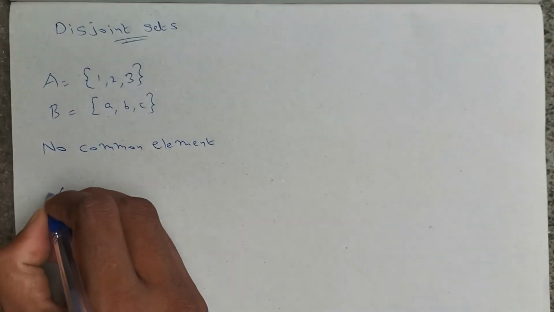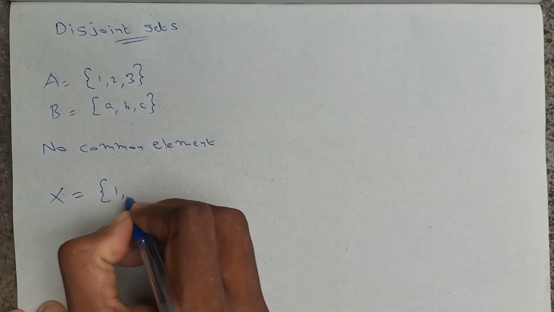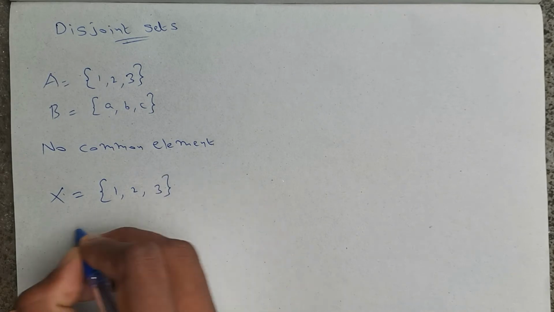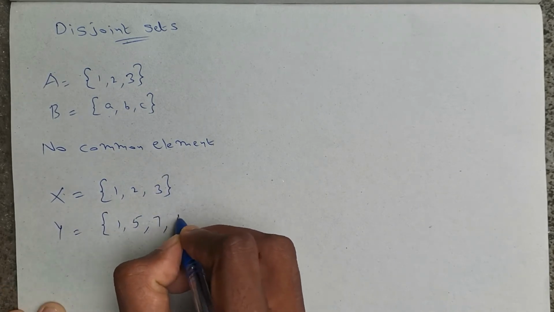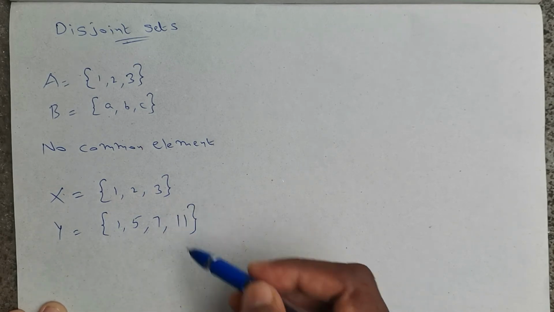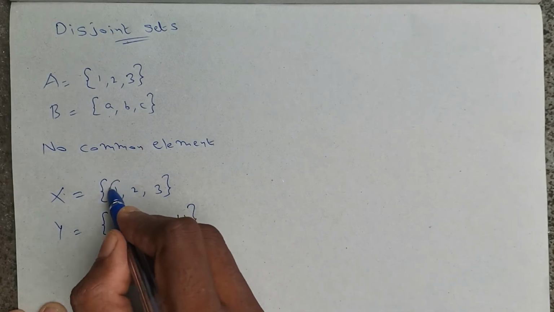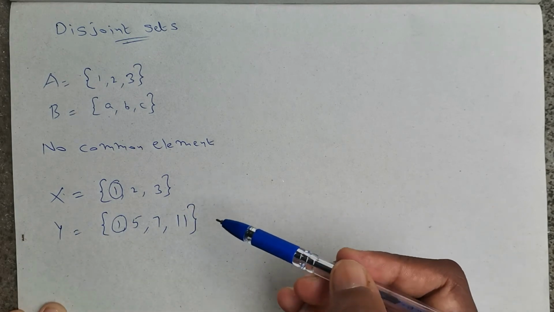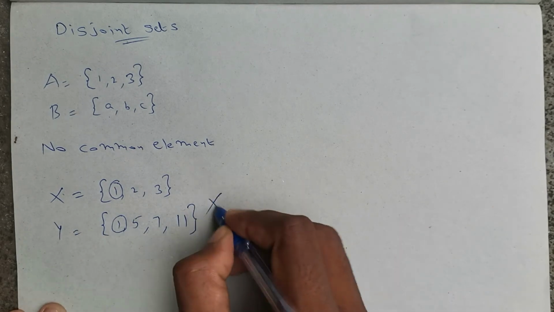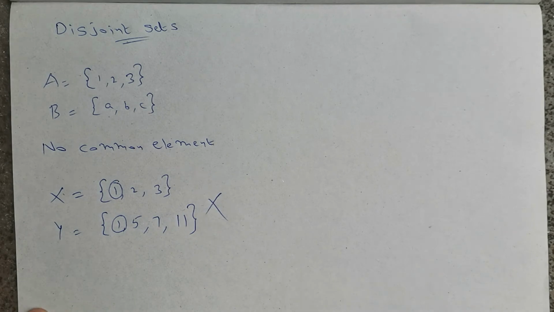Let's take one more example. Set X is equal to {1, 2, 3}, and set Y is equal to {1, 5, 7, 11}. If we observe these two sets, here element 1, here also element 1. Element 1 is the common element in both the sets, so this is not disjoint.